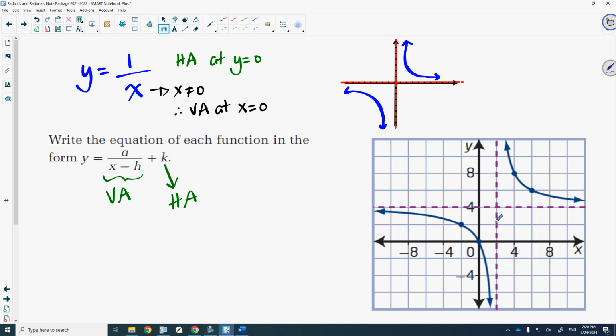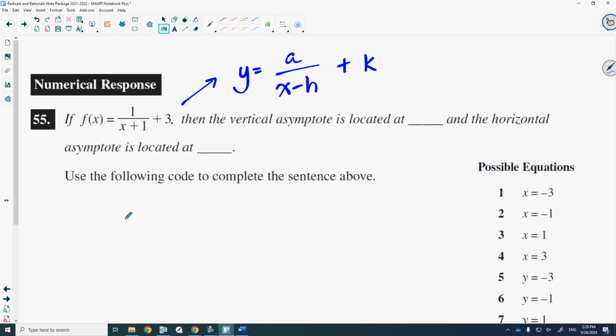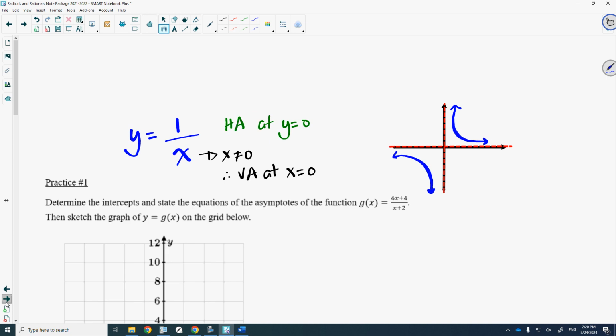In this video, I'm going to go over two questions from your note package. So we'll look at this question and then a corresponding diploma question. And then I'm going to do two additional questions from a worksheet that I've uploaded to the Google Classroom.